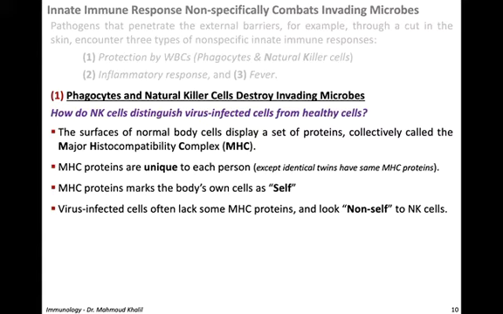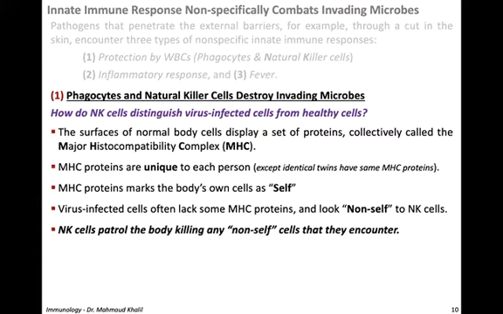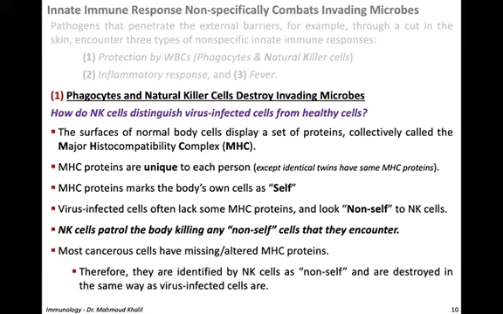The normal pattern and types of these MHC proteins are recognized as self, while virus-infected cells often lack some of these MHC proteins. So there is an altered pattern, and they look non-self to NK cells. NK cells patrol the body, killing any cell that exhibits these non-self markers upon encounter. Most cancer cells have missing or altered MHC proteins. Therefore, they can be identified by the NK cells as non-self, and they are treated the same way as virus-infected cells.